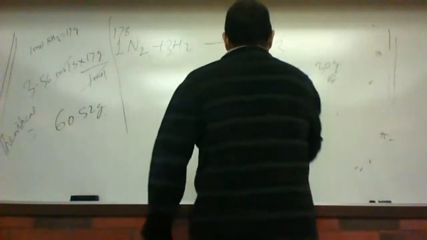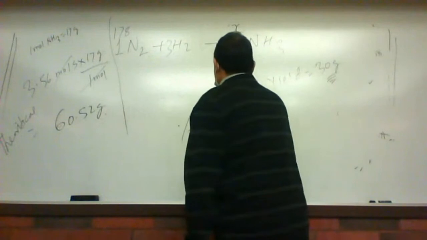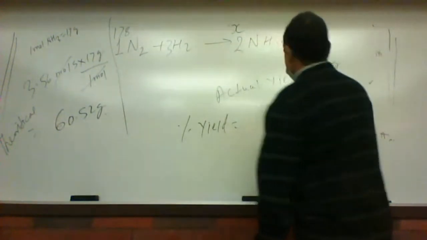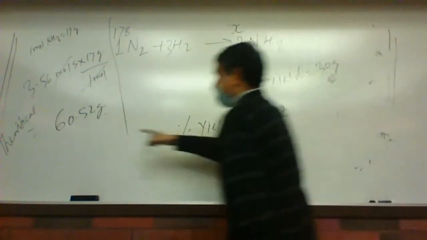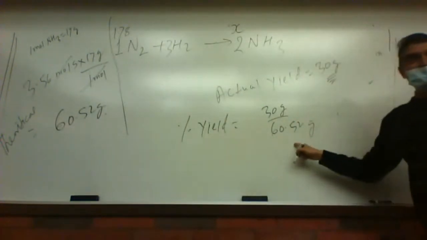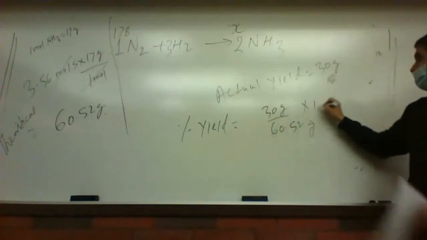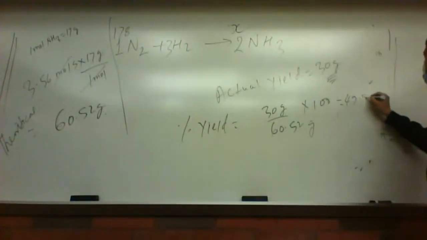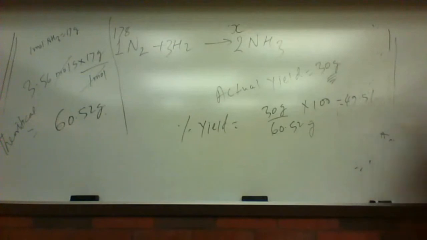Now we need to calculate the percentage. So this is actual, now percentage. What percentage could he get? Percentage is 30 gram out of 60.52. He was expecting to get 60.52 gram, but he only got 30 gram. Then you multiply it by 100, and that gives you, in another slide, 49.5%. He was expecting to get 100%, that is 60 gram, but he only got about 30 gram, which is 50%. So 50% efficiency is the result.